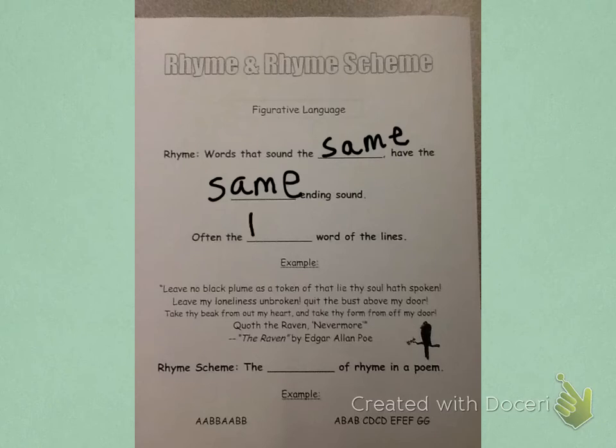Lots of times in poems, rhyming words are going to be the very last word in the line. Okay? For example, this is a stanza from the poem The Raven by Edgar Allan Poe, and it goes like this. Leave no black plume as a token of that lie thy soul hath spoken. Leave my loneliness unbroken. Quit the bust above my door. Take thy beak from out my heart, and take thy form from off my door. Quoth the raven, nevermore. As you can see, we've got lots of words here that rhyme.